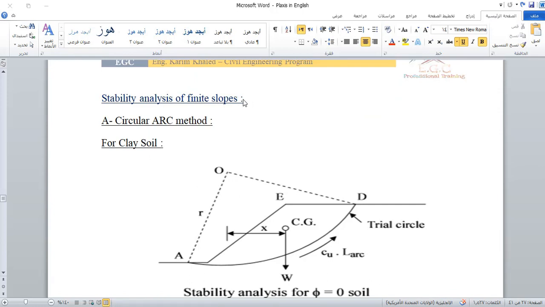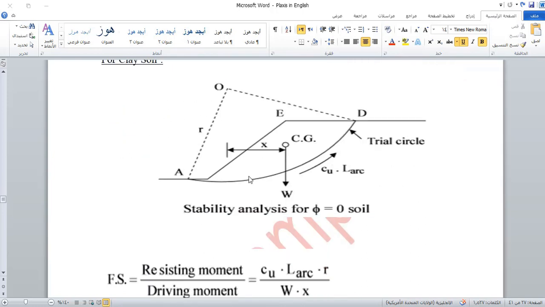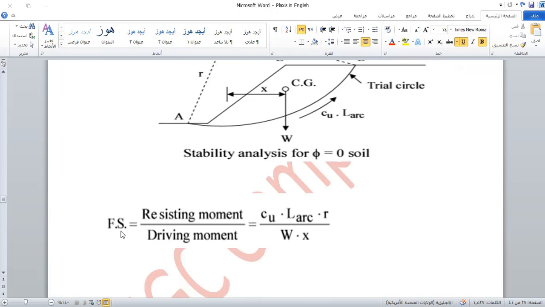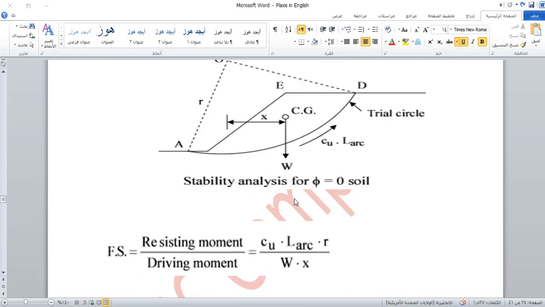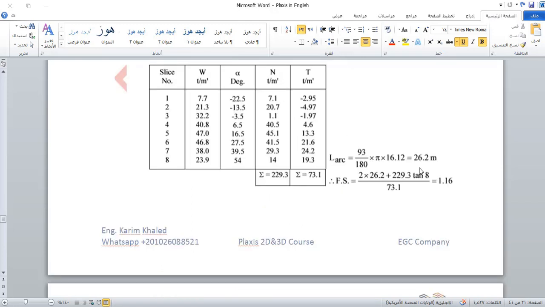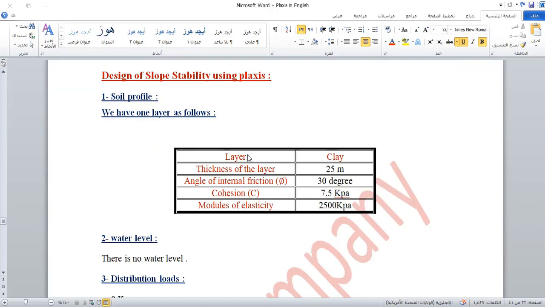Stability analysis of finite slopes, the circular arc method. For clay soil, we can find the factor of safety equal to resisting moment over driving moment. Resisting moment equals Cu times L arc times radius. Driving moment equals W times X, where W means the weight of soil. The factor of safety is also the resisting force divided by the driving force.